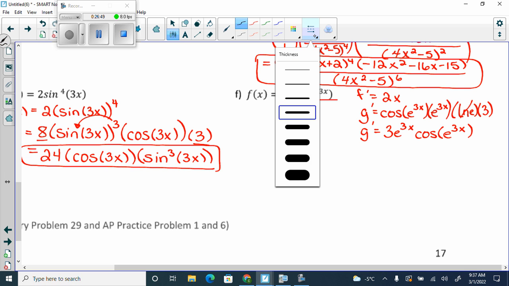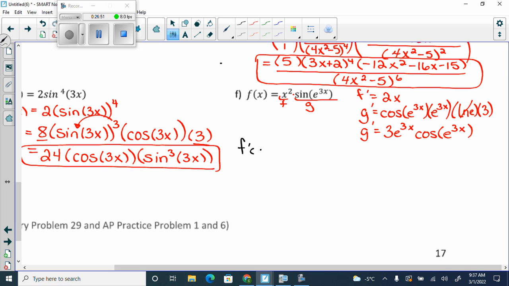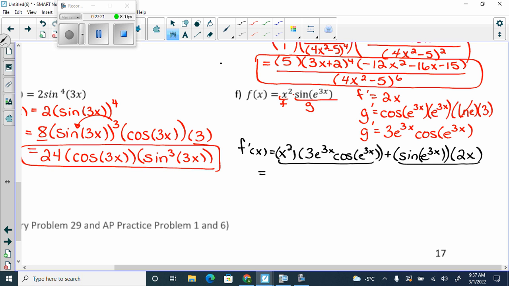So we have to do product rule. So f prime of x equals f times g prime: 3e to the 3x cos e to the 3x, plus g sine e to the 3x times f prime, 2x. And the only thing I can really do is take out an x, because it's this here and this here. So you can take an x out, and then you're left with 3.